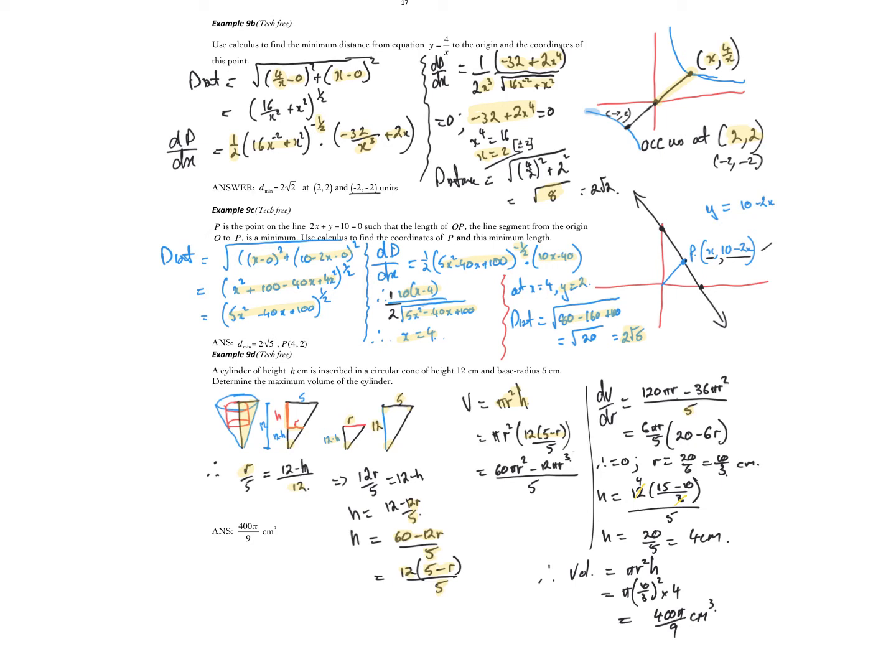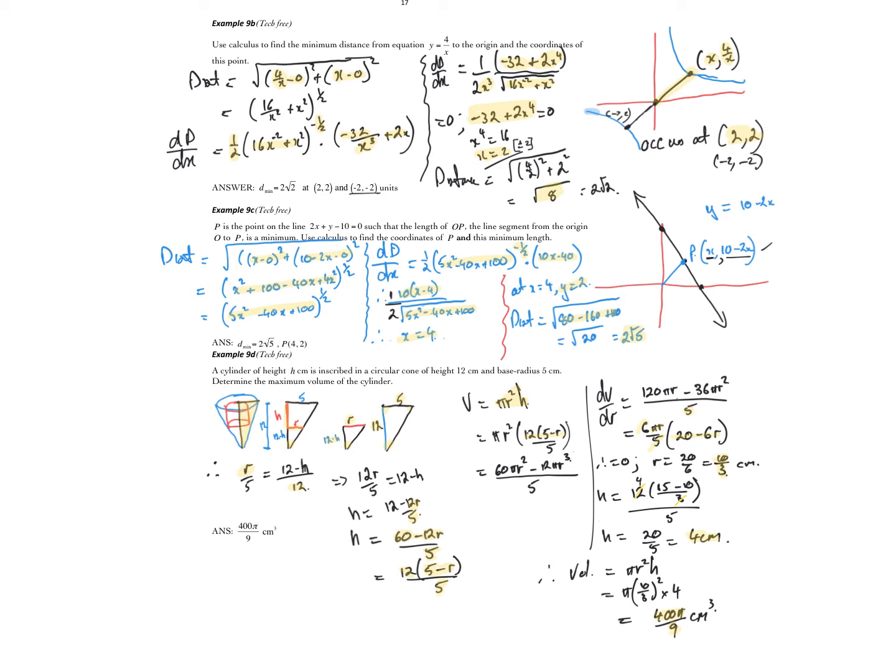I took a 6, a pi and an r out the front. So I get 6 pi r on 5 times 20 minus 6r. So that equal to 0 gives r equal to 0, which is a nonsensical answer. We don't want a cylinder with 0 radius. Or r equal to 10 on 3 centimeters. So if r is equal to 10 on 3 centimeters, substituting for the height will come out to 4 centimeters. So my volume, pi r squared h, will be 400 pi on 9 centimeters cubed.